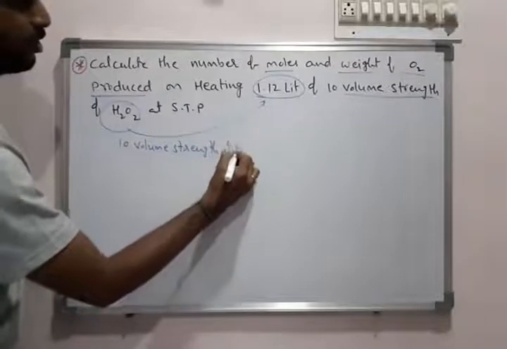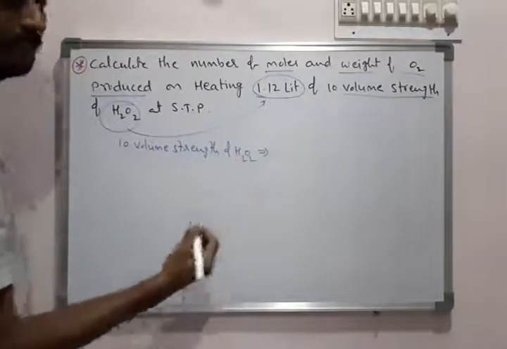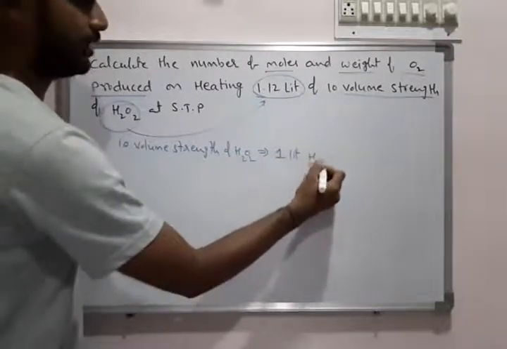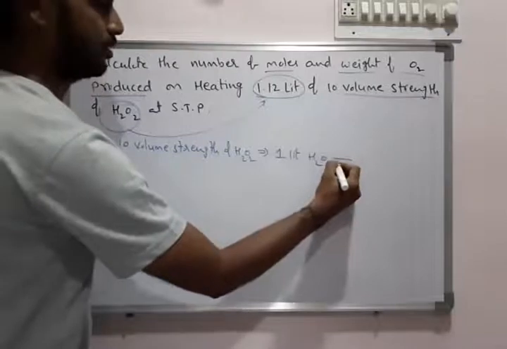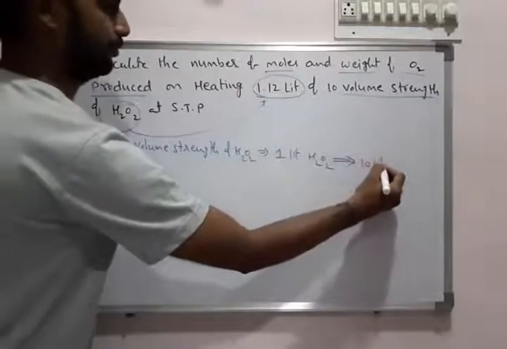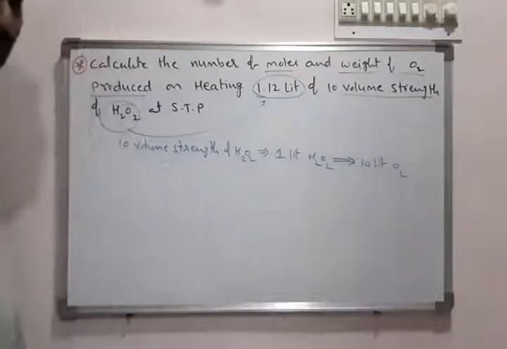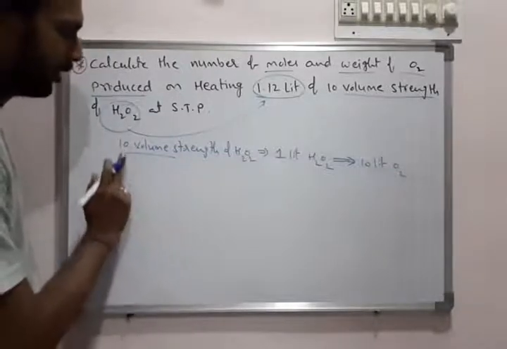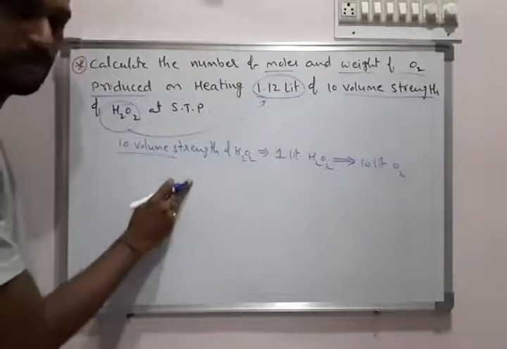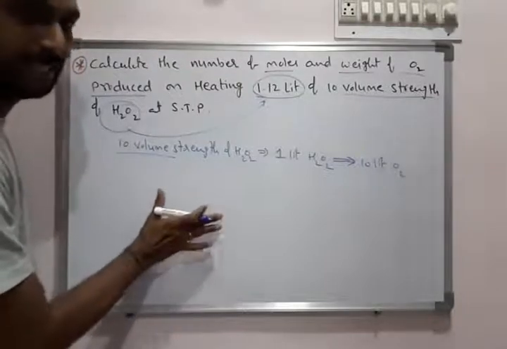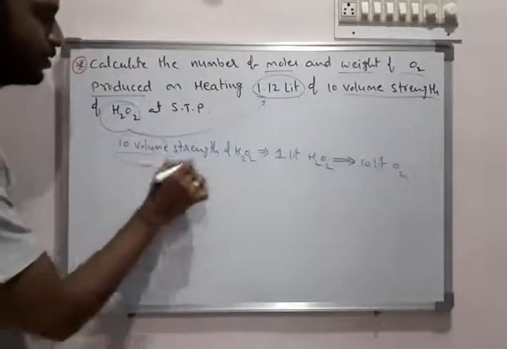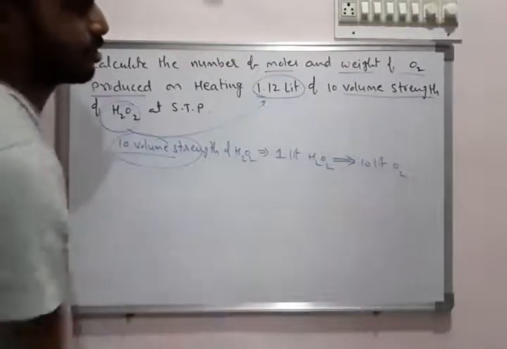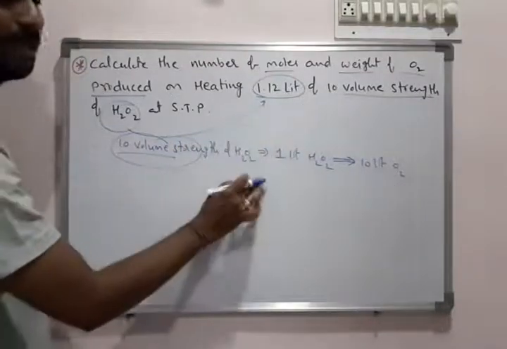10 volume strength of hydrogen peroxide means that 1 liter of hydrogen peroxide can produce 10 liters of O2. So that's why it is called 10 volume strength. In 10 volume strength, 1 unit can release 10 units of oxygen. Here we are taking it in terms of liters. So if we take a 10 volume strength sample, 1 liter of hydrogen peroxide gives 10 liters of oxygen. That is the meaning of 10 volumes.